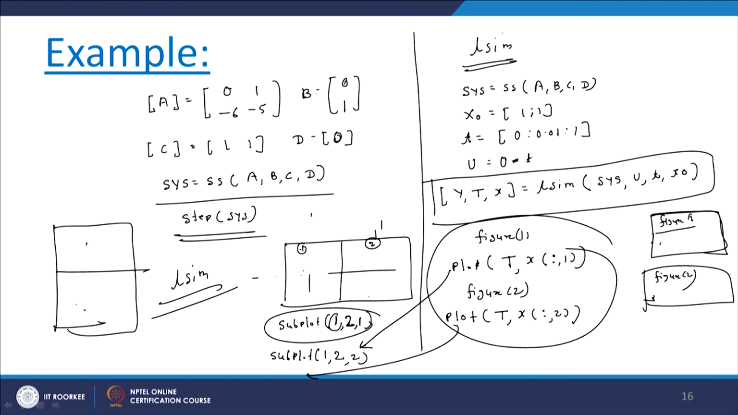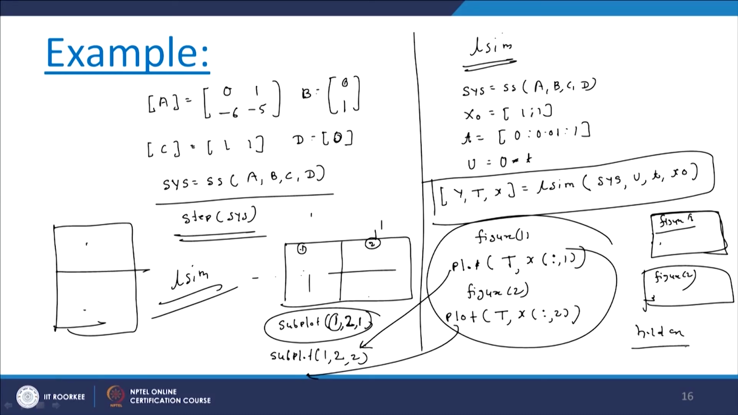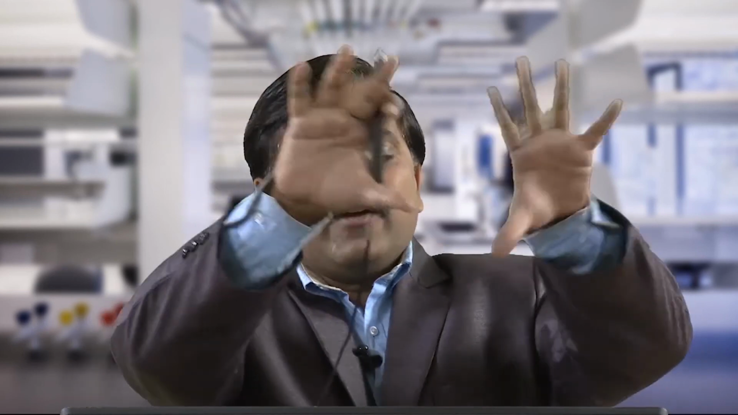We can also use the hold on command. If you use the hold on command, on the same window we can get the two results. But sometimes if you want a better understanding of the system, we can go for this response or this response. I think this is far better, because we are getting the results in one particular window.